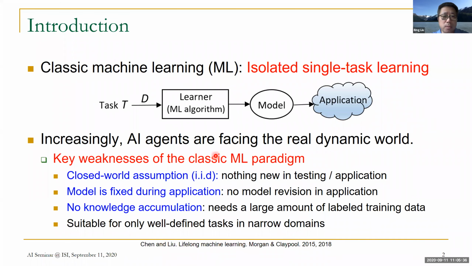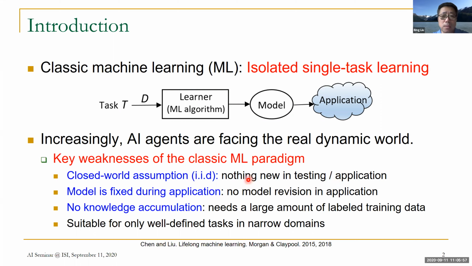The first one is the closed world assumption. Essentially, the IID assumption says nothing new happens when you come to testing and to real world application. But this is not true in a dynamic world. Okay. And also, the model is fixed. Obviously, the model is fixed during application.